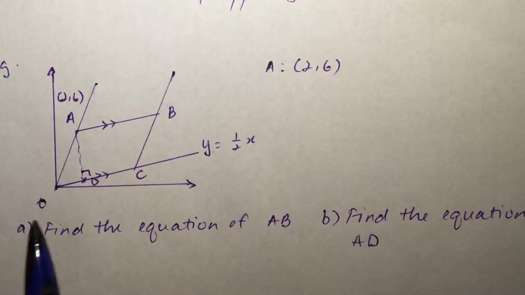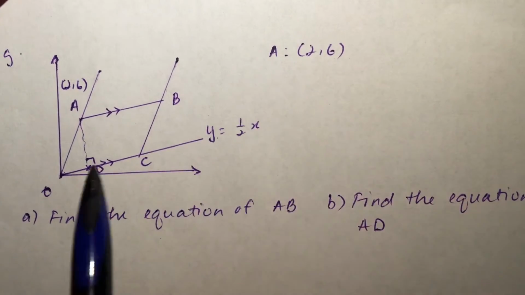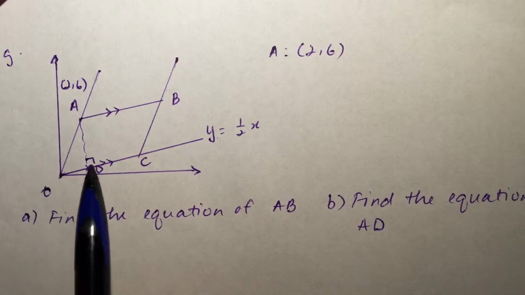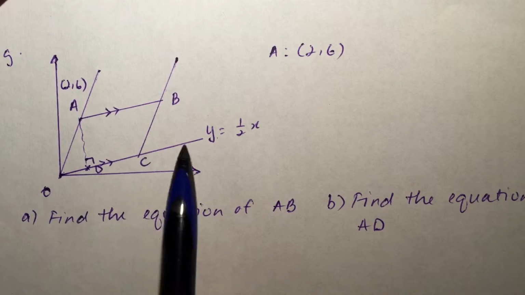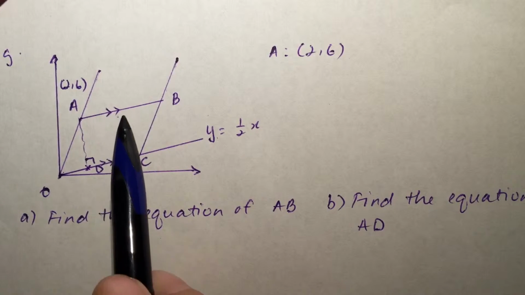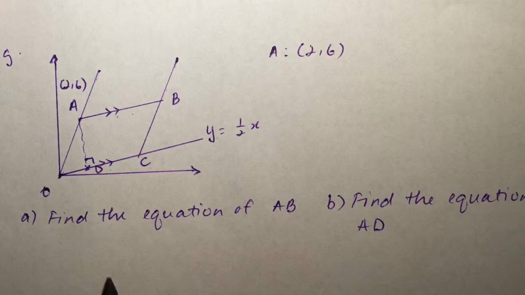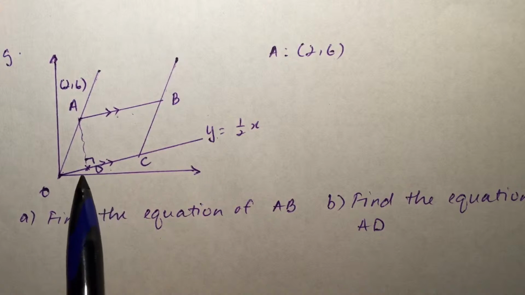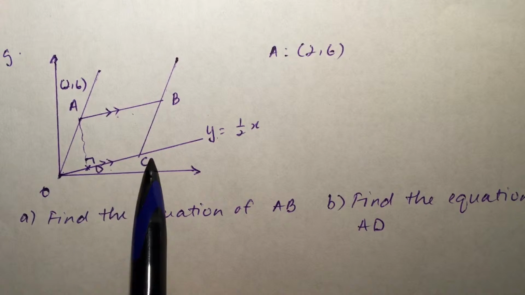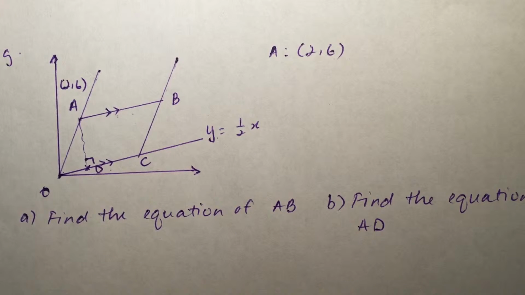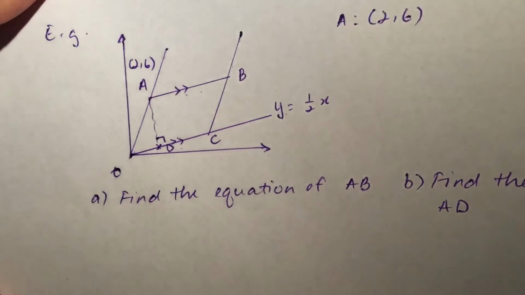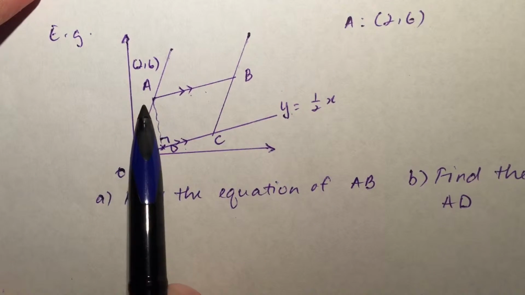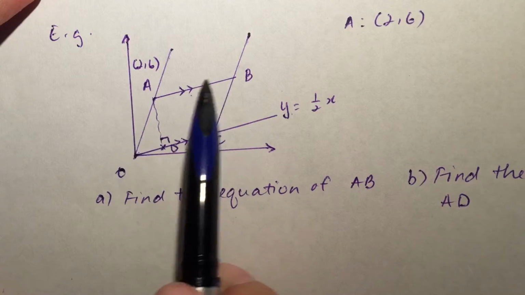If you look at this diagram here, you have AB parallel to DC, so you can see that it's indicated here. And AD is perpendicular to DC, so you can see the 90 degrees here. So let's go with the first one first. I want to find the equation of AB.